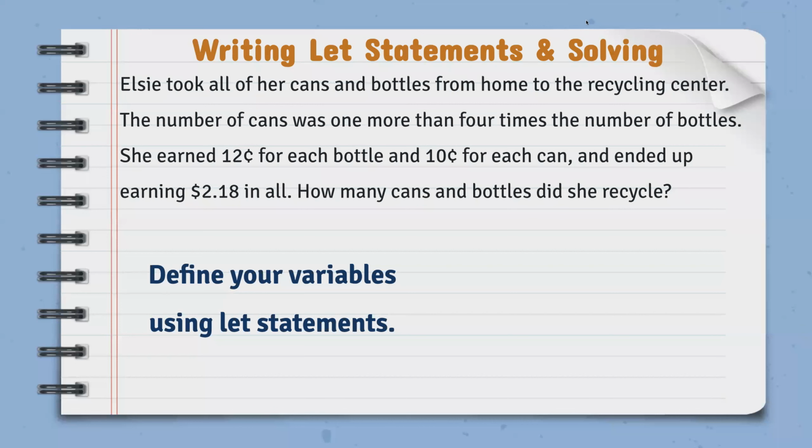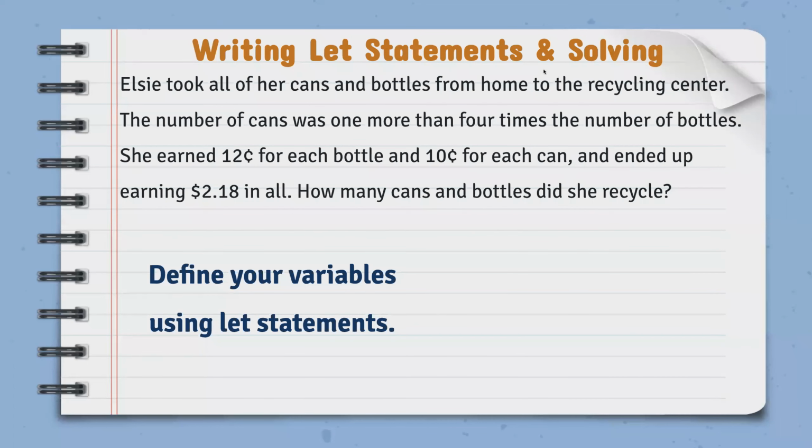So let's write a let statement and possibly use them to solve. So Elsie took all of her cans and bottles from home to the recycling center. The number of cans was one more than 4 times the number of bottles. She earned 12 cents for each bottle and 10 cents for each can and ended up earning $2.18 in all. How many cans and bottles did she recycle?